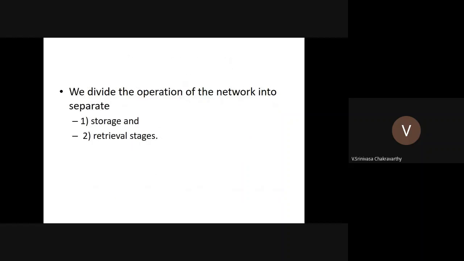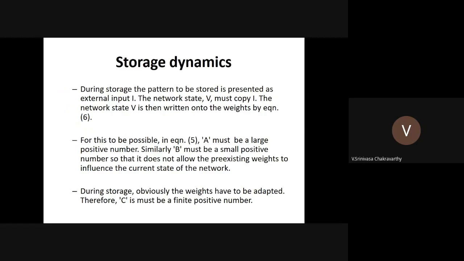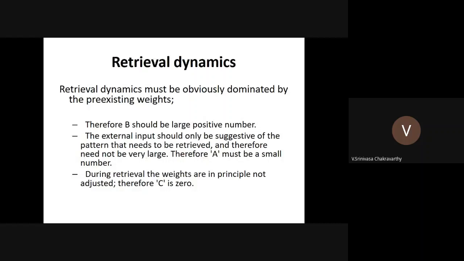Okay, so we said we need the network to operate in two different modes, storage and retrieval. So during storage, the external input must be strong, so A must be large, right? And lateral interaction must not be important, so B must be small or ideally 0. And storage must go on. That means weights must be adapted. So therefore, C must be a non-zero number. So that must be large.